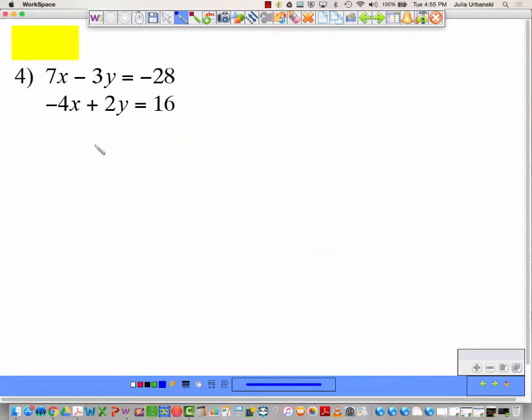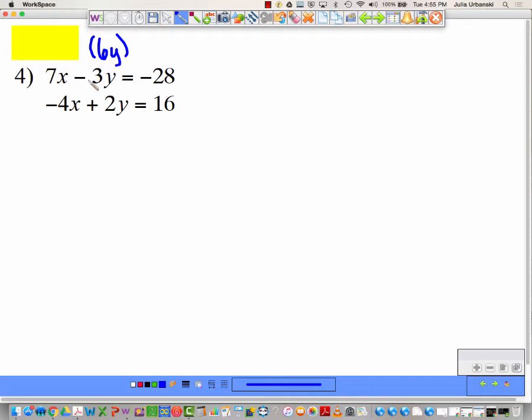Number 4, look for the one that would be easiest. I think the y's would be easiest. Think for a second about what they both need to turn into. In other words, think about it like least common denominator. What number can both of these numbers, the negative 3 and the 2, become? I think it would be best if they both became a 6y. One will have to be positive and one will have to be negative.